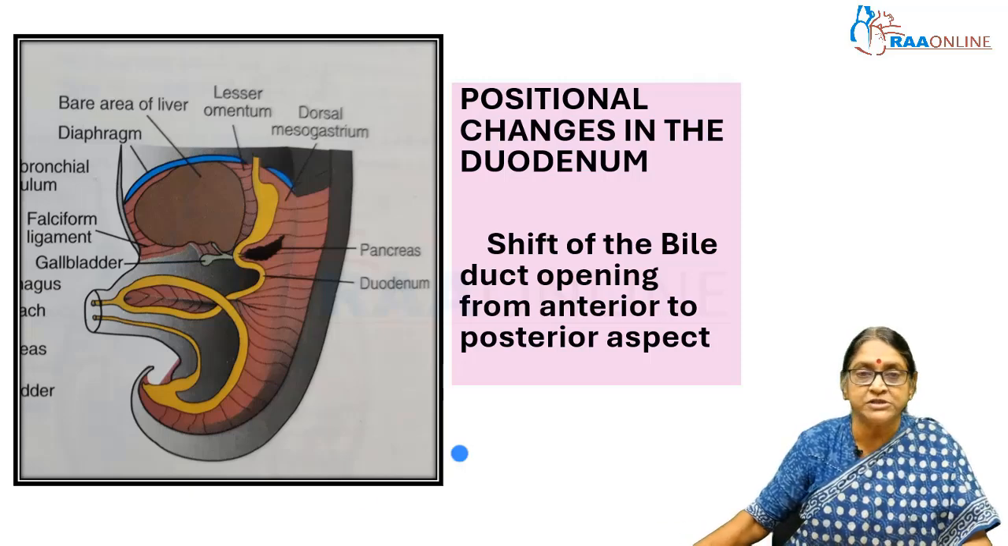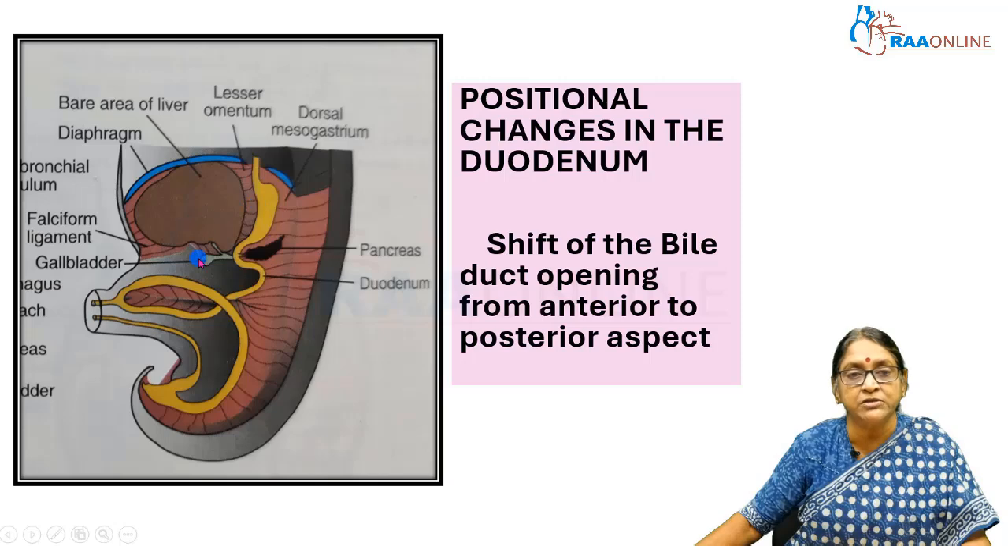Now, we go back to the same picture that we are familiar with. This is the liver here, and you see this structure, this light green structure which is coming out, that can be called the hepatic duct. Yes, and here is the cystic duct, here is the gallbladder. So, this is the common bile duct. The common bile duct, by illustration here, is shown to be opening into the anterior aspect of the duodenum.